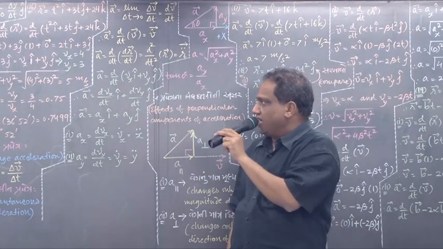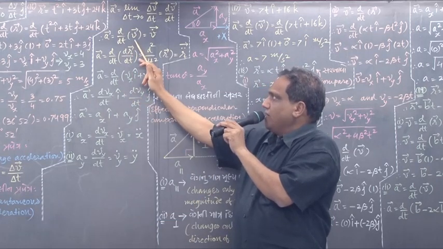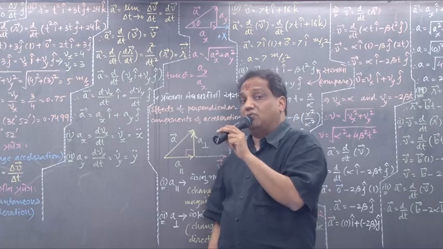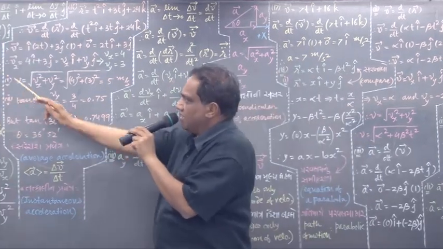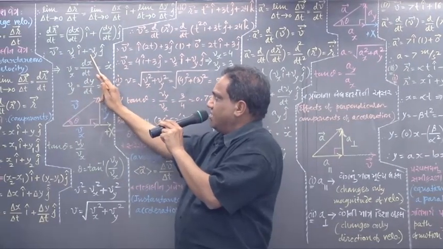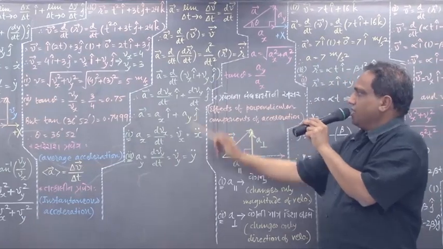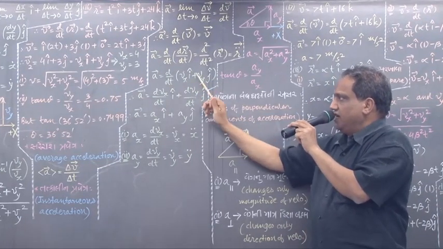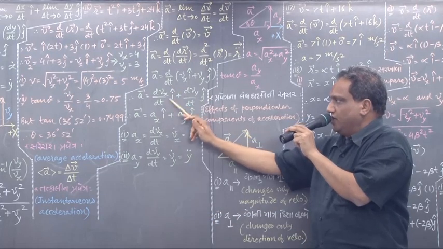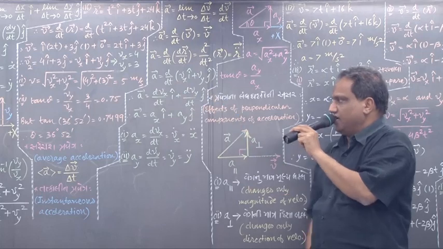Don't you know vector A equals d by dt of a vector V. But vector V in two dimensions is nothing but Vx i hat plus Vy j hat. Take the derivative one by one: dvx by dt into i hat plus dvy by dt into j hat.